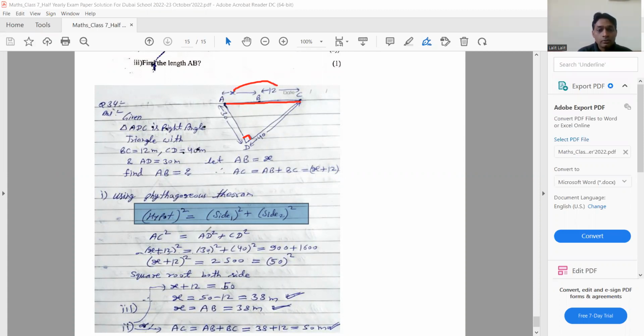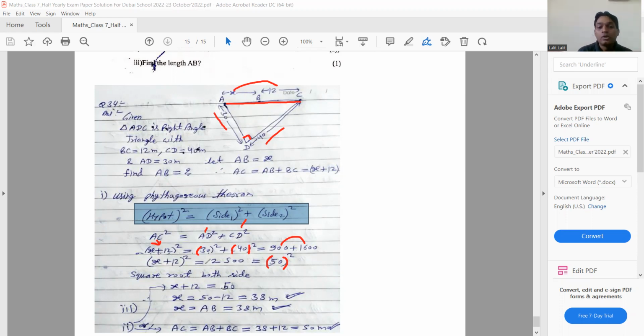So AC square is equal to AD square plus CD square. We put AC equal to x plus 12. So (x plus 12) square is equal to AD square, the value of AD is 30, so 30 square, plus CD square, CD is 40, so 40 square. So (x plus 12) whole square is equal to 900 plus 1600, which is 2500. Can we write 2500 as the square of 50? Clear? 50 square is equal to 2500.